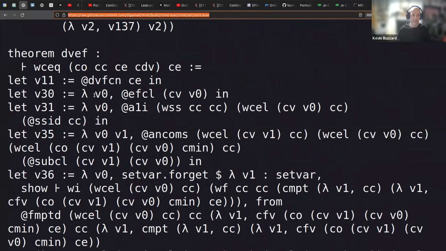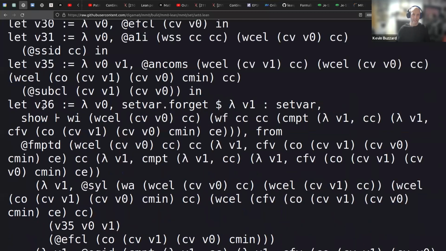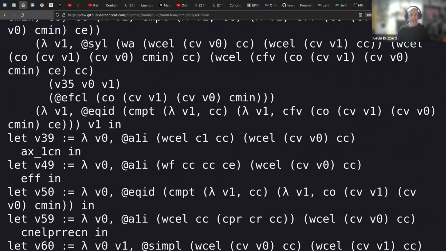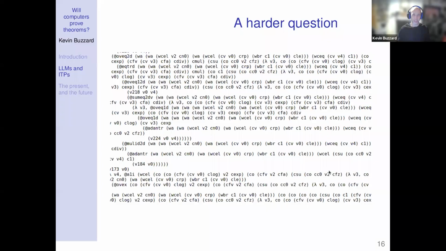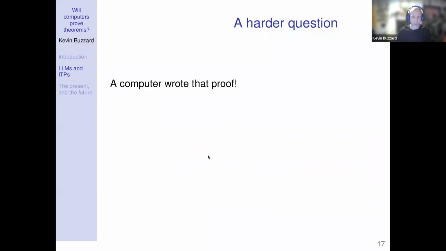Theorem DVEF says that... and V11 is that, and V30 is that. This proof is a valid Lean proof, but you might realize that it looks a little bit different to the Lean proof we were looking at earlier. And the reason it looks very different is because it was not written by a human. It was written by a computer.